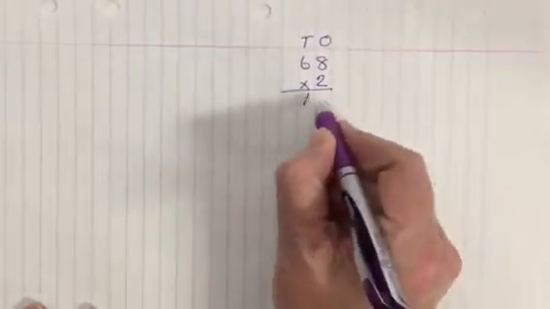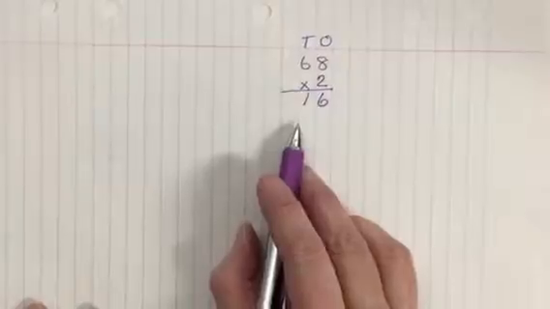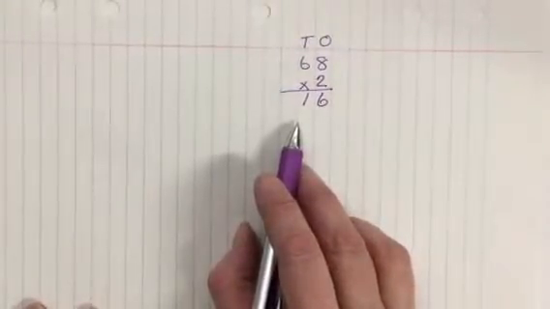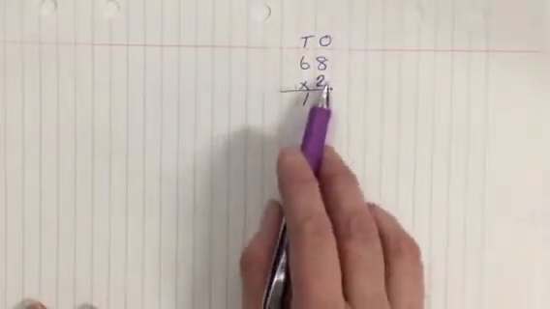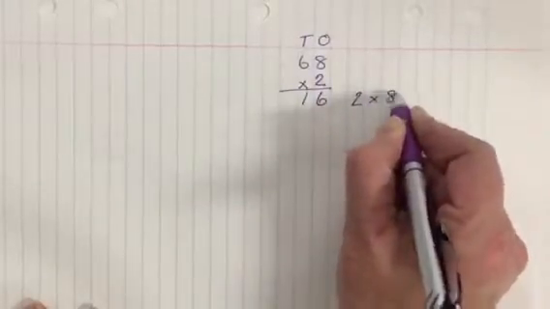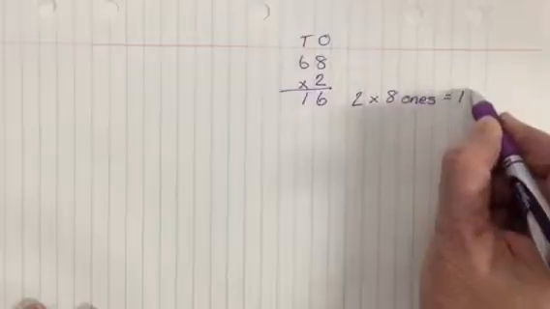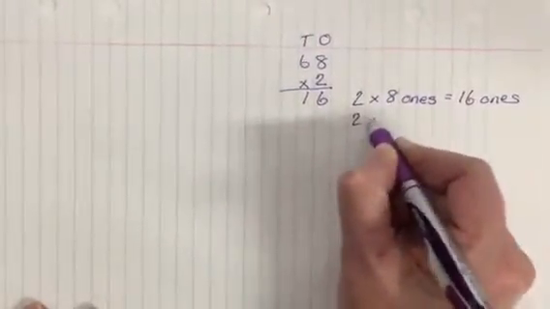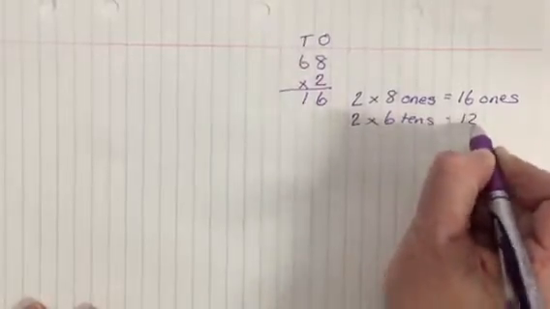And I'm going to write the 16 ones with the 6 in the ones place and the 1 in the tens place. My next step is to multiply 2 by 6 tens. So remember, we multiply the ones first. So that's 2 times 8 ones. This is just like our homework was, and the work we did in class. It's 16 ones. And then the next step is 2 times 6 tens, which is 12 tens.